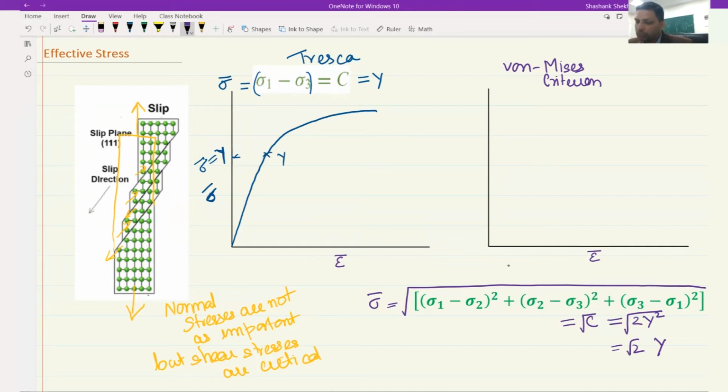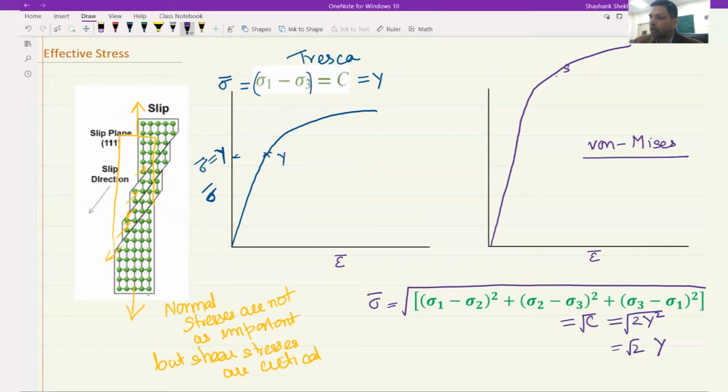So if we were to plot the von Mises, then we would see that for the same material, it would come out like this. I will write von Mises elsewhere so that it does not get hodgepodge. In this particular case, this is where the yielding is occurring. Sorry, this is not Y, this would be root 2Y, because we have said that when the sigma bar reaches root 2Y, that is when yielding will occur.